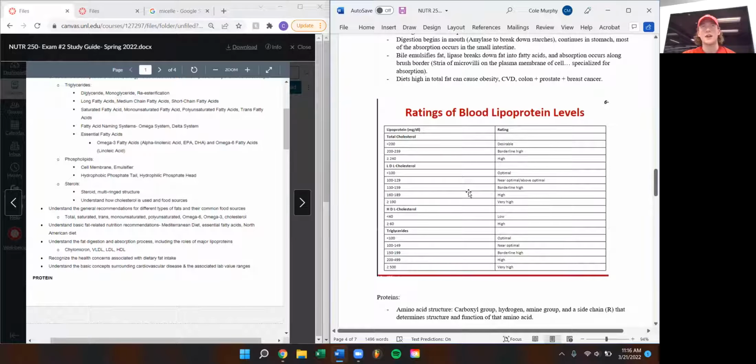So if you're given values for a person's diet, they get blood work done and you get these levels back, you're going to have to be able to determine if you need to have the person change their diet to lower their cholesterol levels, or if they're in a good optimal level of cholesterol.